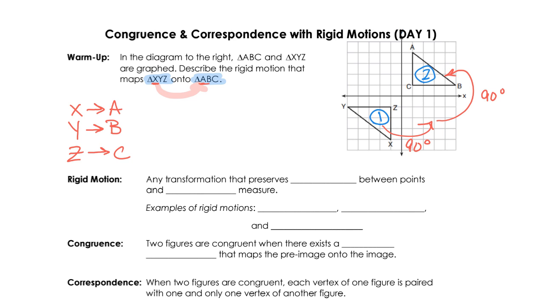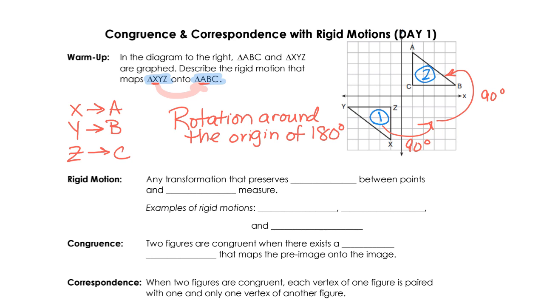Okay, and so we're going to go ahead and do a rotation, which is a rigid motion, around, because we're on the graph, the origin, of 180 degrees, which is 2 90s. In order to abbreviate it, we could use a capital R, O for origin, and 180 degrees as our subscript there. And that would be good.